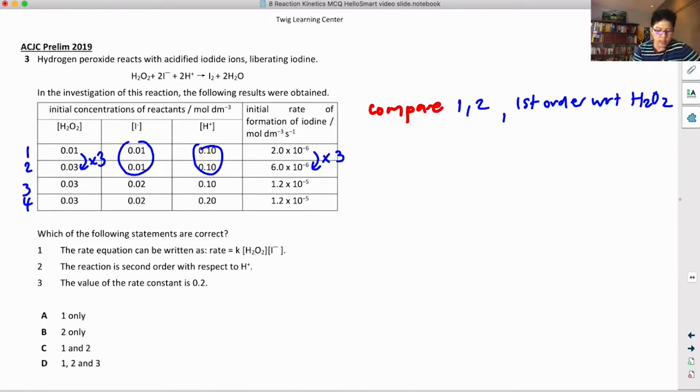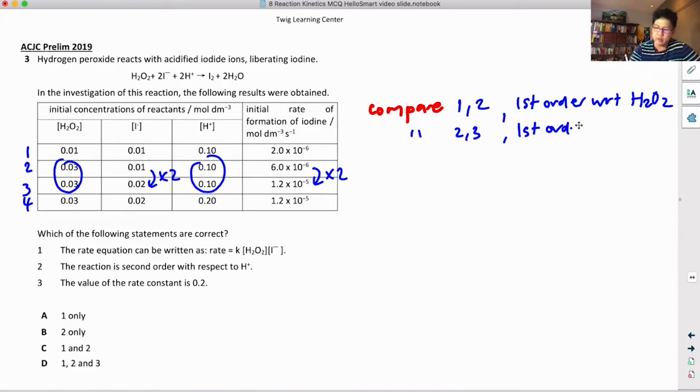Okay, so let's look at the next one. Let's compare experiment 2 and 3. Keeping this the same, when I double this, what happens to the rate? The rate also doubles, right? So comparing experiment 2 and 3, it's going to be first order with respect to I minus. Again, because the I minus concentration doubles, the rate also doubles.